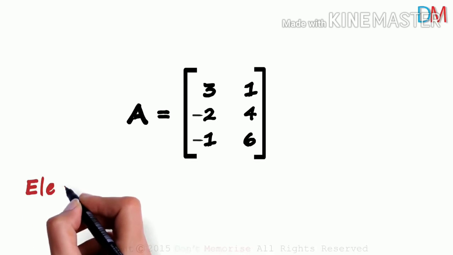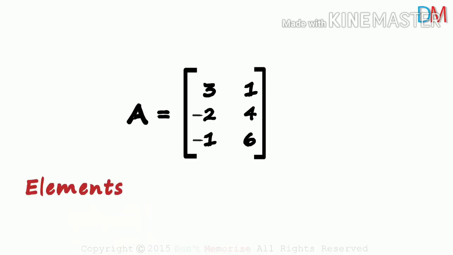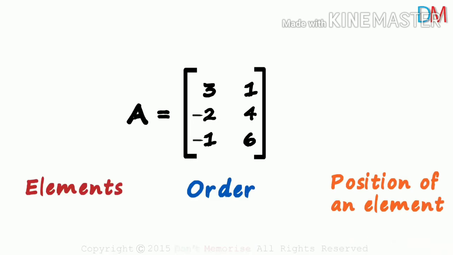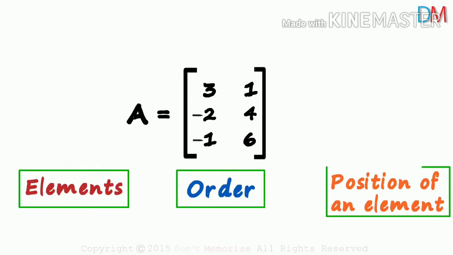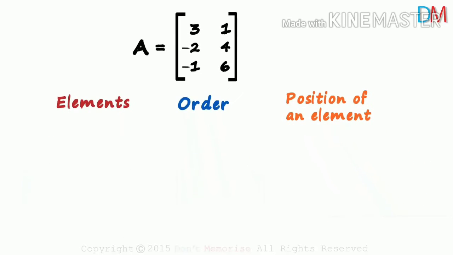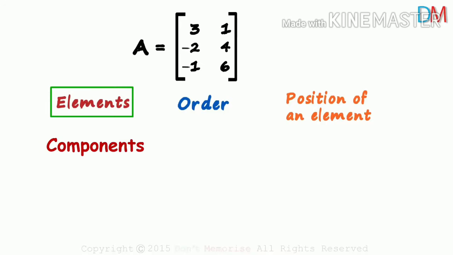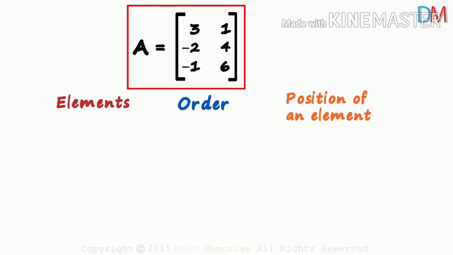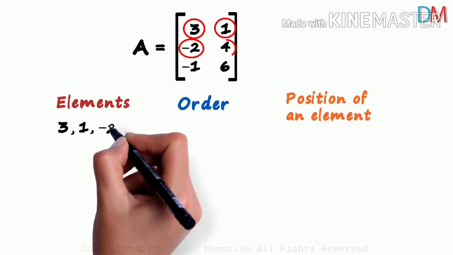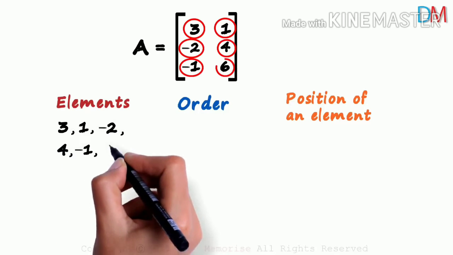what are the elements in the matrix? Second, what is the order of the matrix? And third, what is the position of an element in the matrix? Just 3 things: elements, order, and position of every element. Let's zoom out and understand each of them in detail. Elements are nothing but the components of the matrix. This matrix A has 6 elements: 3, 1, -2, 4, -1, and 6.